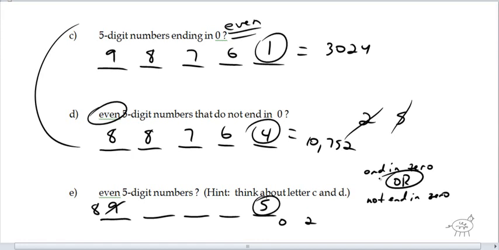So what does that mean? Well, it either ends in 0, which is the letter C, or not end in 0, which is the letter D. And what does "or" mean? Add. So it's one of 2 cases. It's either end in 0 or not end in 0. That's why I add these together, and that's how you do that problem.